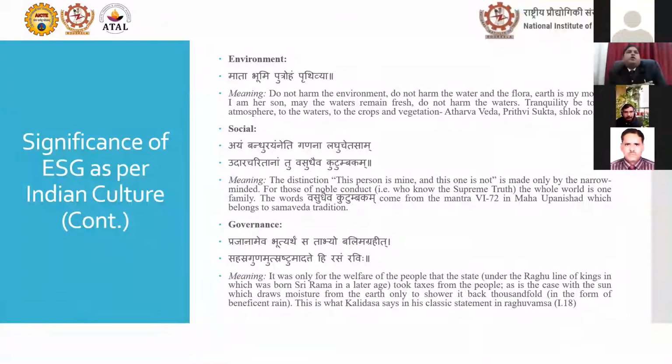And for governance, when we talk about corporate governance, Kalidasa in Raghuvansh, chapter 1, 18th shloka, has written very clearly that it was only for the welfare of the people that the state in which Lord Ram was born took taxes from the people. Similarly, the sun absorbs moisture from the atmosphere. Why does it absorb moisture? To give rainfall in return. So that is how the concept of ESG connects with our Indian culture. It's nothing new to us.